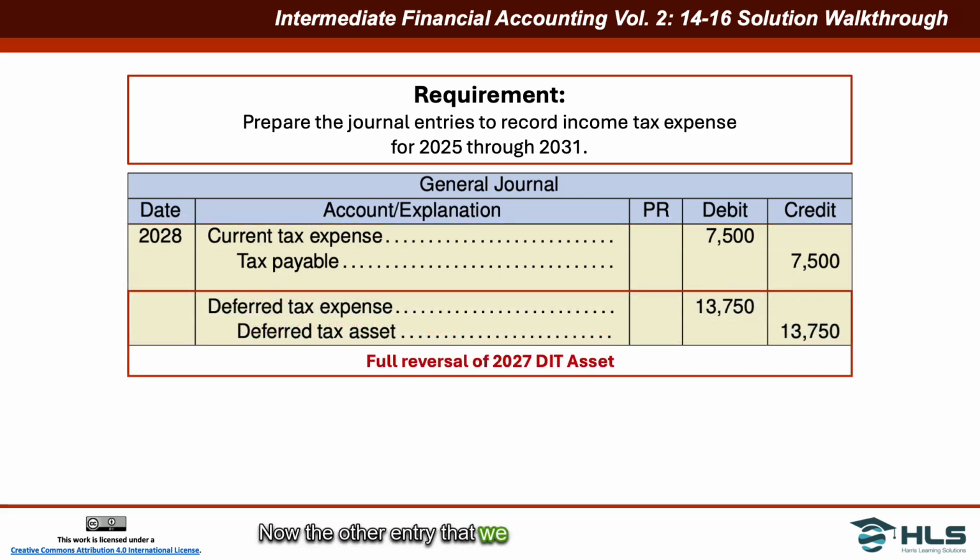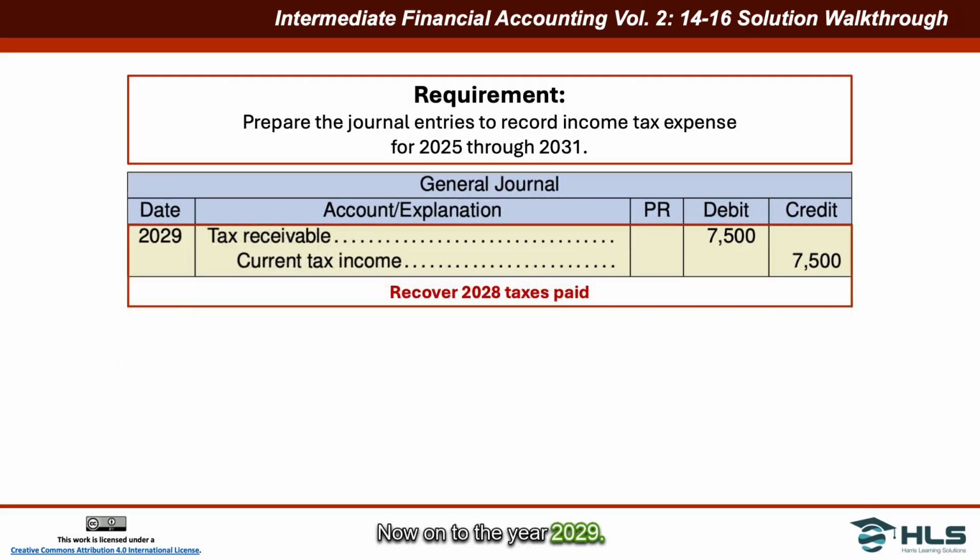Now, the other entry that we have to do in 2028 is to fully reverse the deferred tax asset that was set up in 2027, because we've used all of that loss carryforward against the 2028 income. So the company will debit deferred tax expense for $13,750 and credit the deferred tax asset for $13,750, and it will wipe out that loss carryforward.